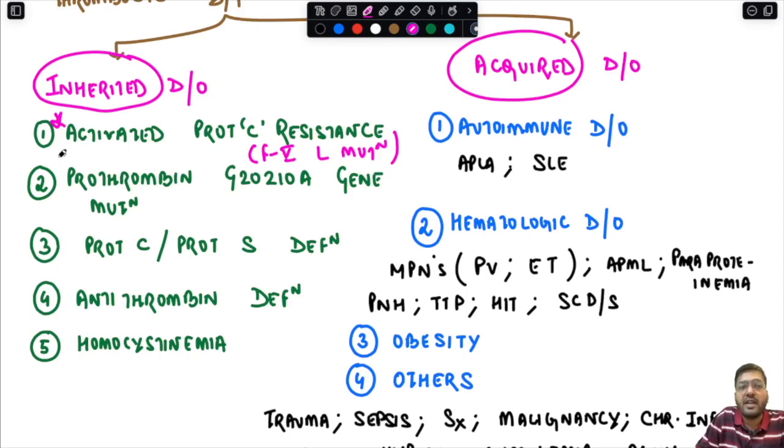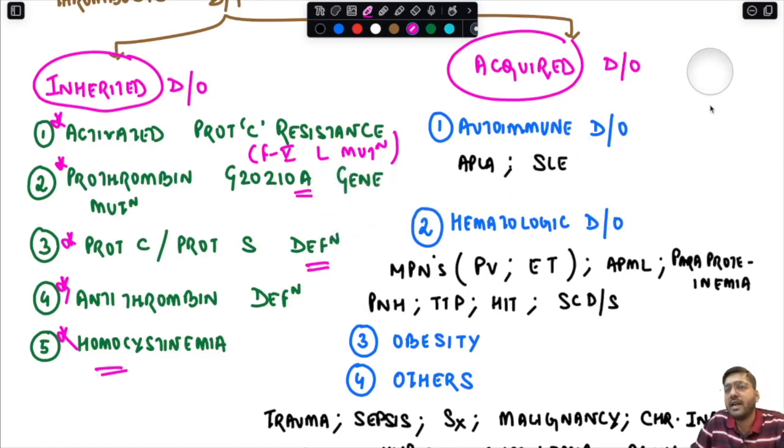The second important inherited disorder that we will discuss is the prothrombin G20210A gene mutation. Then we will see protein C and protein S deficiency, antithrombin deficiency, and also hyperhomocysteinemia, okay. So these are all the inherited thrombophilias.